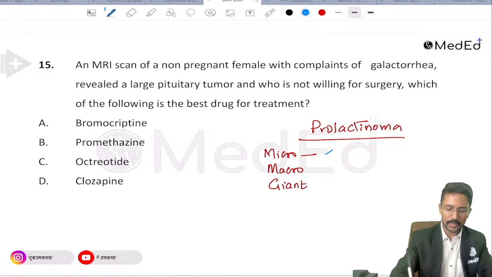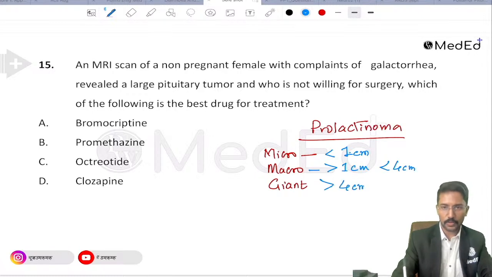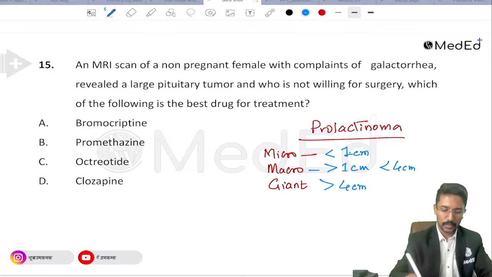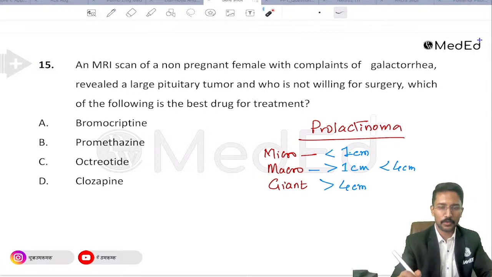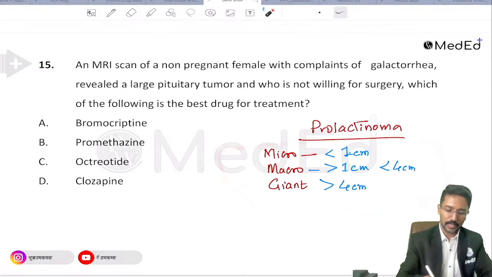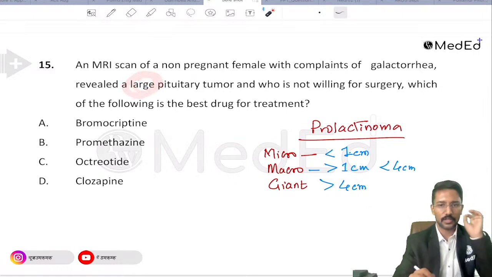Micro means it is less than 1 centimeter or 10 millimeter, right? When it is called as macro is when it is more than 1 centimeter and less than 4 centimeter. And when it is more than 4 centimeter, we will call it as giant. Okay, you have to remember that prolactinoma, regardless of the size, here they have mentioned that there was a large pituitary tumor. Large, here they have added the word.